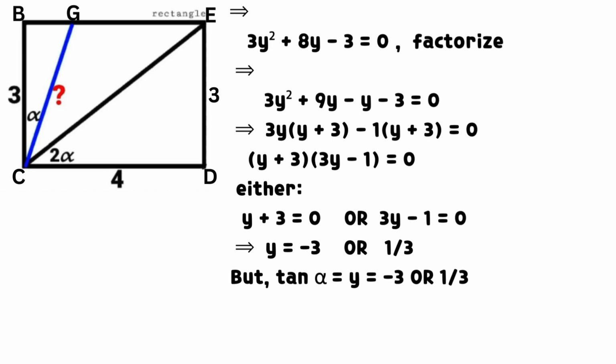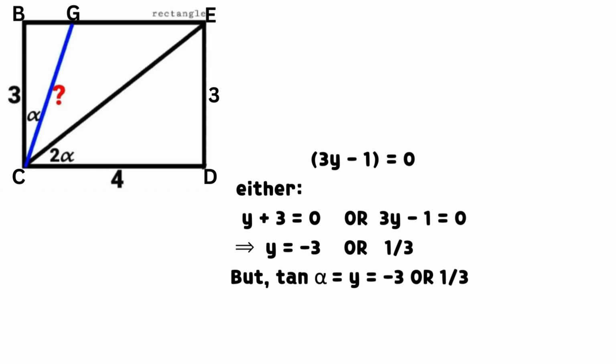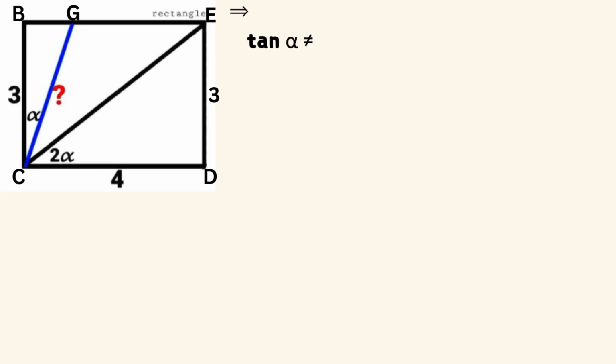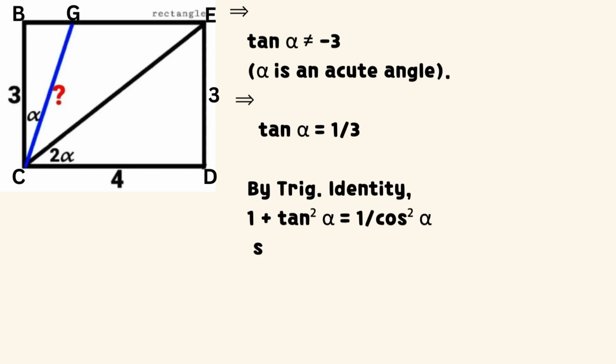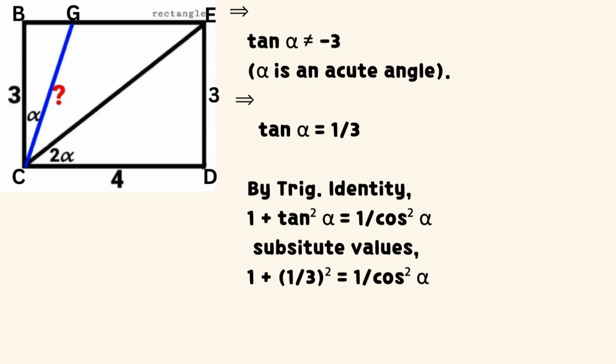But tan alpha equals y, which equals negative 3 or 1 divided by 3. This implies that tan alpha is not equal to negative 3, as alpha is an acute angle. It signifies that tan alpha equals 1 divided by 3.